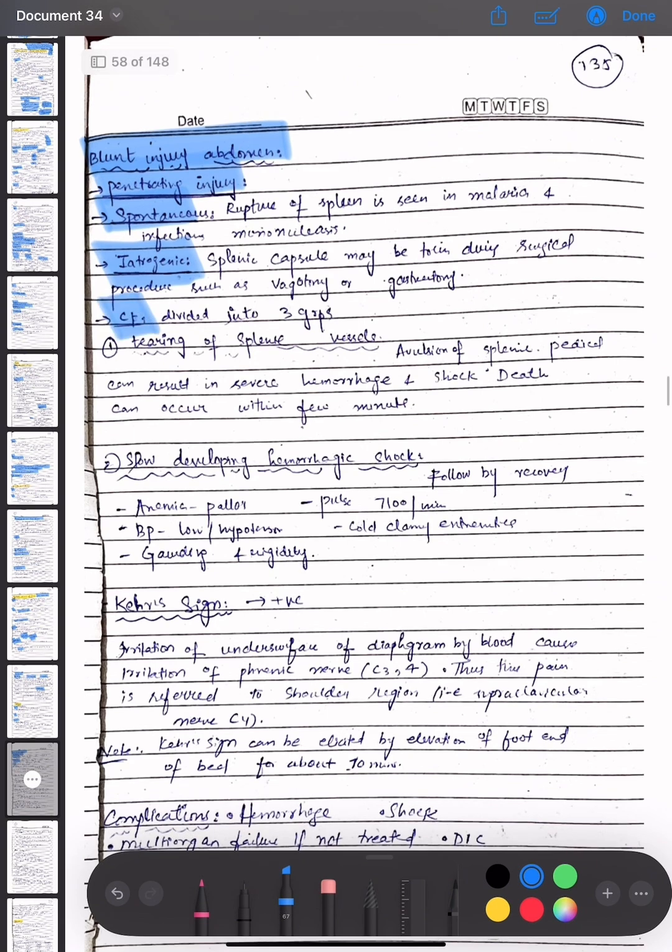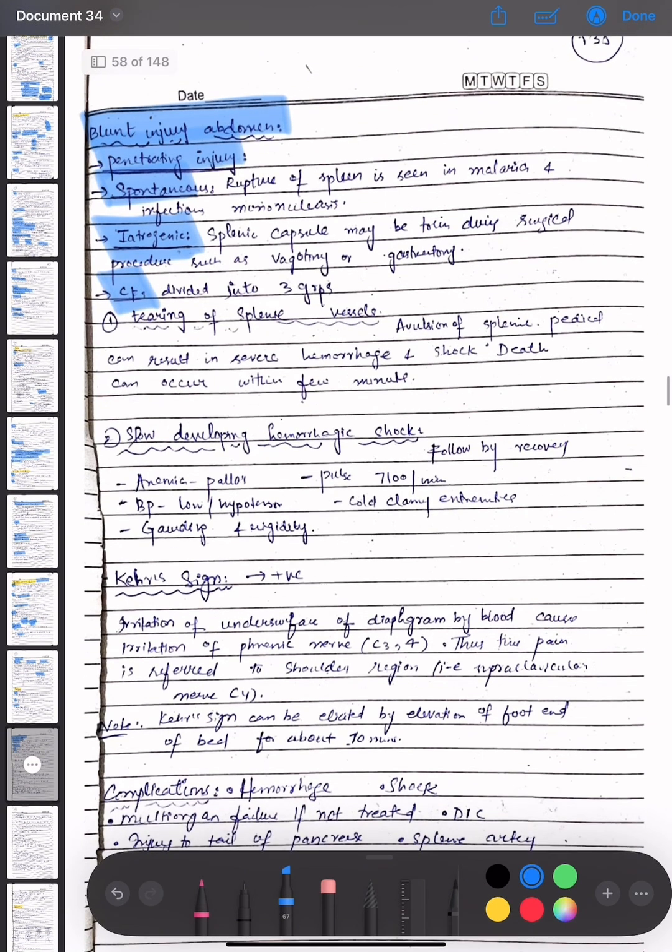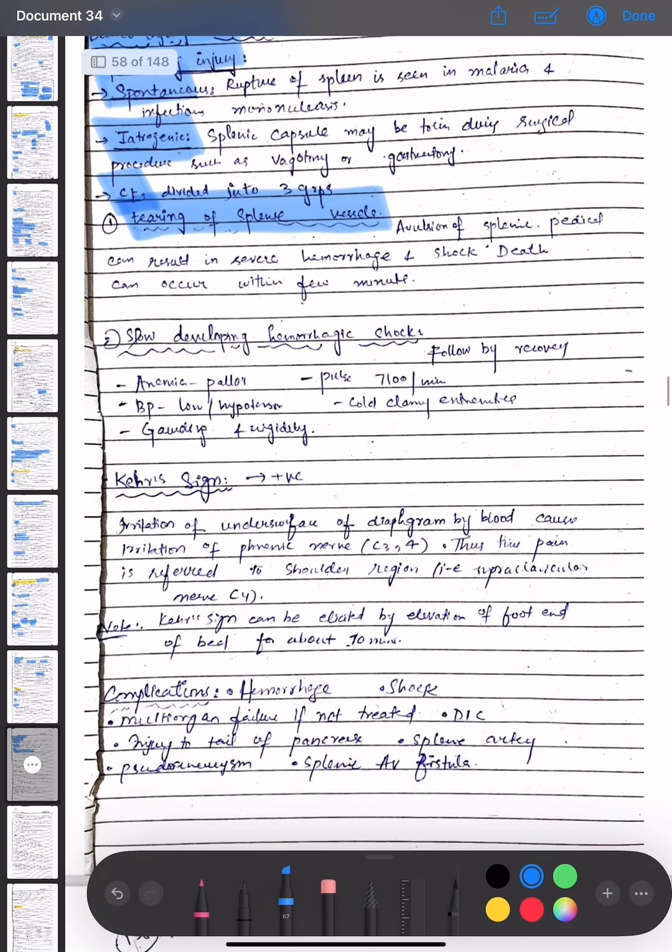The clinical features are divided into three groups. The first one is tearing of the splenic vessels, which is avulsion of the splenic pedicle, can result in severe hemorrhage and shock. Death can occur within few minutes.